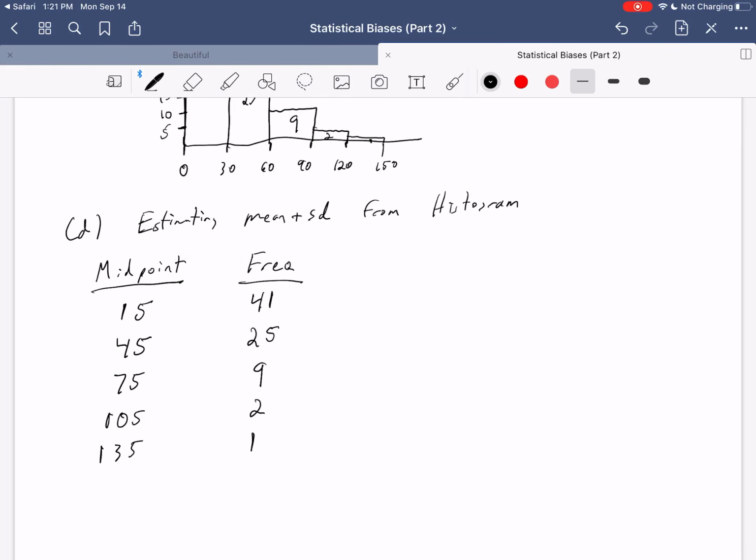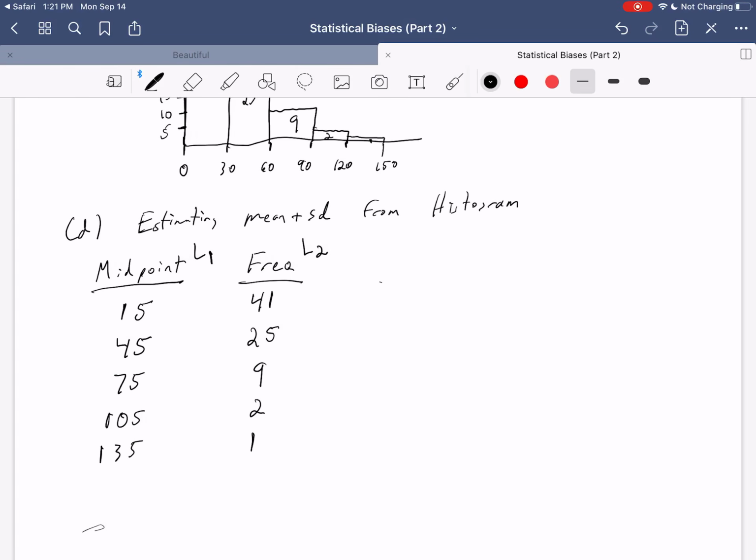What we're going to do is put this data in L1 and this data in L2. So if you have your calculator, you can follow along here, and we'll clear out whatever was in L1 and L2 currently. So put those midpoints in L1, so 15, 45, 75, 105, and 135. And then in L2, put the corresponding frequencies, 41, 25, 9, 2, and 1.